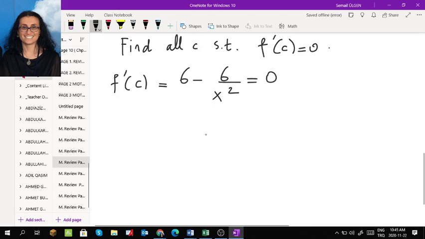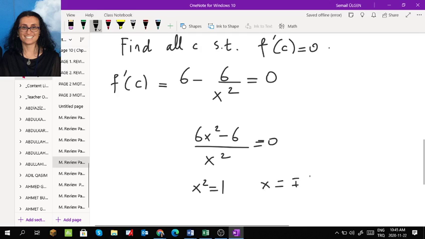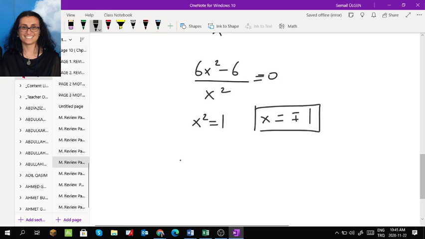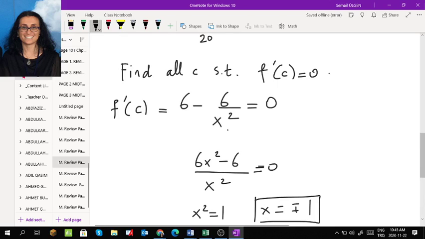So 6 minus 6 over x squared is equal to 0. For which x is this true? x squared is equal to 1, so x is equal to plus or minus 1. But we have to look at the domain. It has to be in the domain. Maybe I shouldn't say x, sorry about that. It should be c. I have to change it to c.